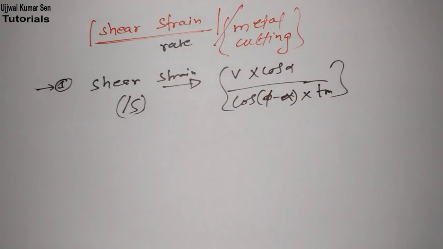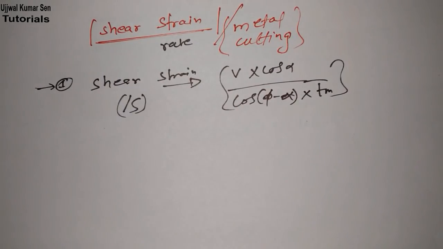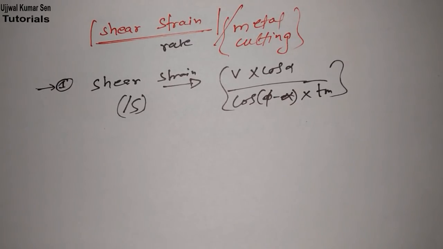So V means cutting velocity or speed. Maybe some question has asked it as cutting speed, so don't get confused. You can use that here also to solve the problem. Alpha is rake angle and phi is shear angle, also called the shear plane angle, and Tm is mean thickness.